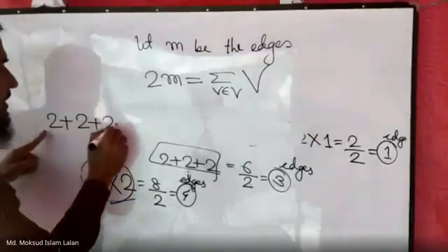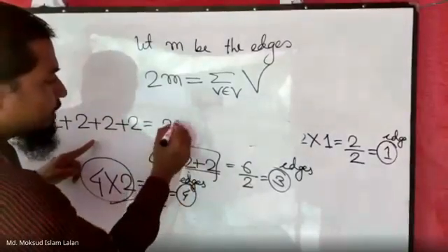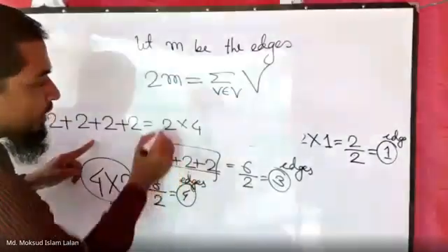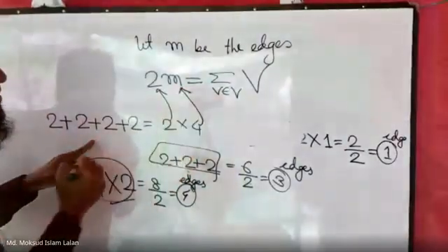Vertex degree 2, third vertex degree 2, fourth vertex degree 2 equals twice 8. This 8, sir, 4. So 8. Here 2 is this formula 2, M, you are calling an edge.